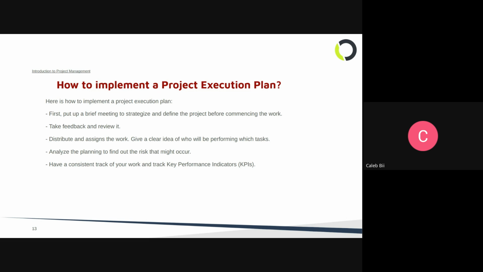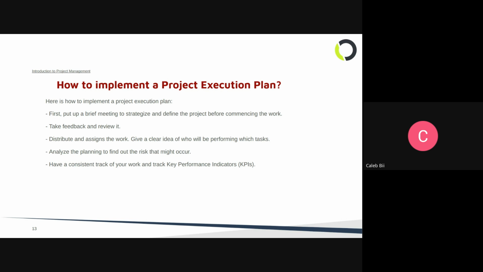Then analyze the planning to find out the risks that might occur. Here you analyze the planning that you had initially. If there are risks that might occur, try to find ways to mitigate them early enough, before they even occur, just by speculating on what could happen and what not.